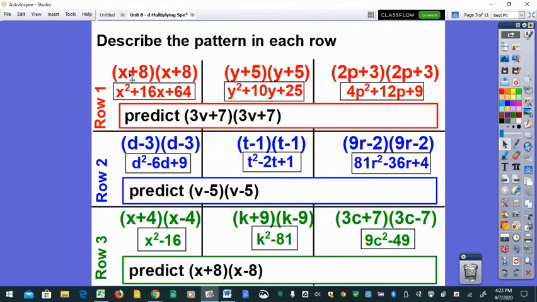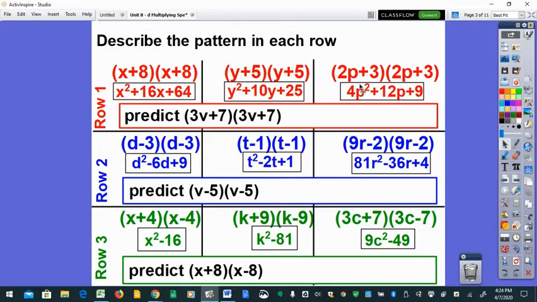So when you FOILed x plus 8 times x plus 8, you would have multiplied x times x for the F for the first and gotten x squared. The O would have been 8x, and the I would have been 8x. So you would have had two 8x's, which is 16x, and then 8 times 8 is 64. You would have had y squared, 5y on the outer, 5y on the inner. So 2 times 5y, or 10y. And then 25 on the end.